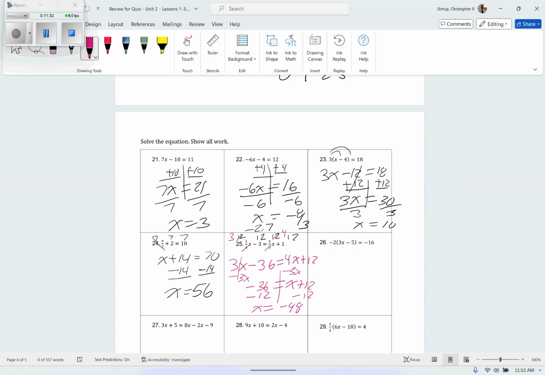Number 26, I'm going to go ahead and distribute 2 over the parentheses, so that's negative 6x plus 10 equals negative 16. I'm going to subtract 10 from both sides. So negative 6x is equal to negative 26. Divide each side by negative 6. Negative over negative is positive. And if you want to make it a decimal, that's fine. So 26 divided by 6 is positive 4.3, repeating.